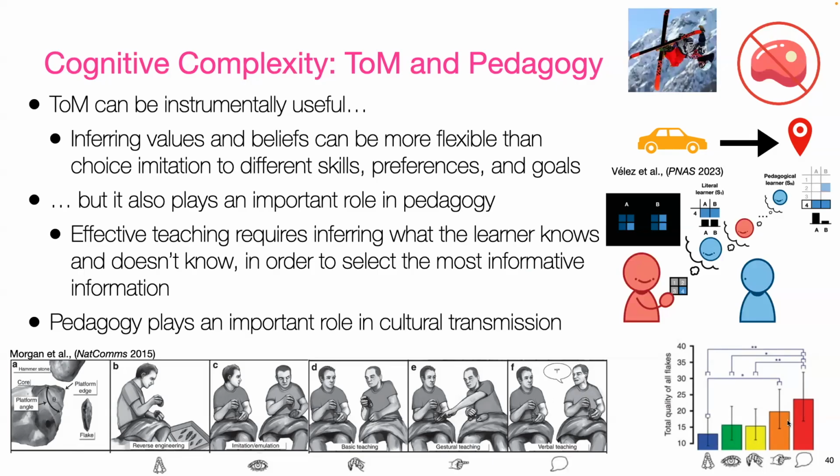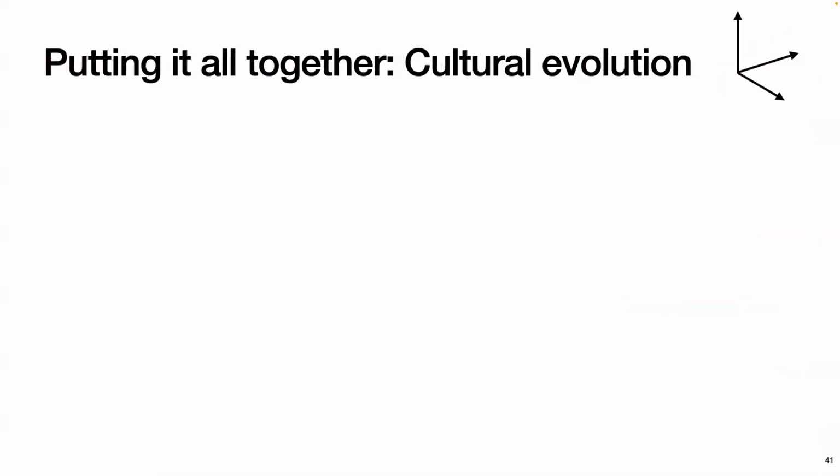And here's just one of the many plots from that paper, showing that increasing degrees of pedagogy led to greater and greater quality of the final products being produced as well, right? So this form of pedagogy, involving theory of mind and inferring the belief representations of the learner, plays a really important part in cultural evolution. And then I'm going to try to see if I can put it all together a little bit in the end.